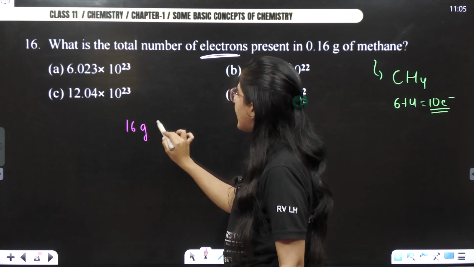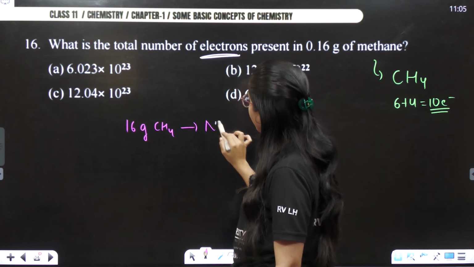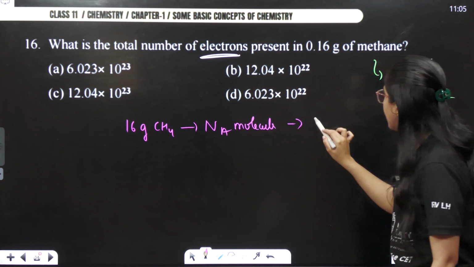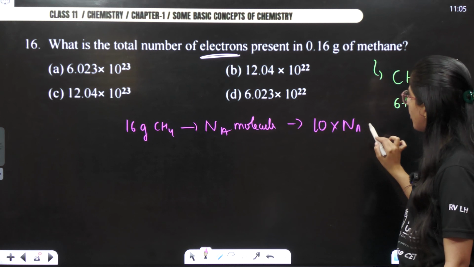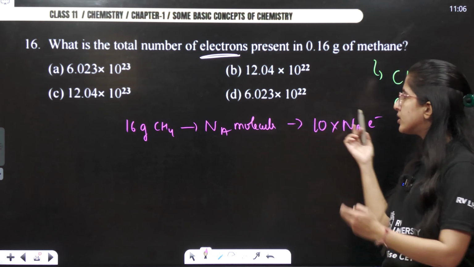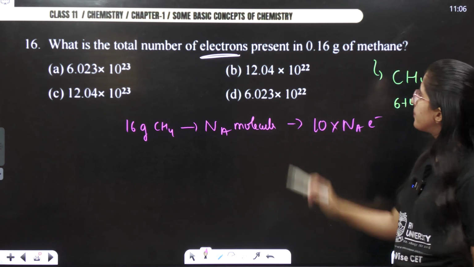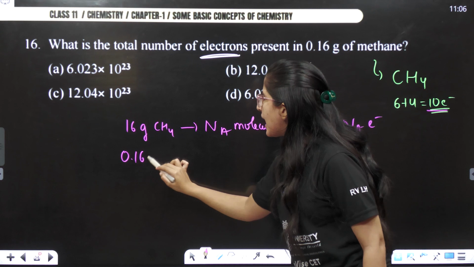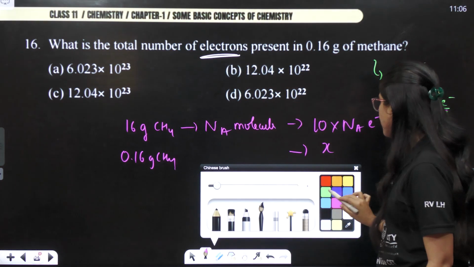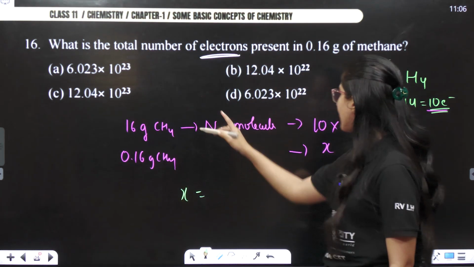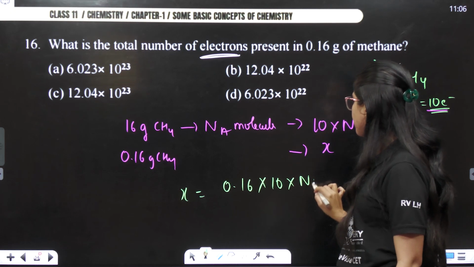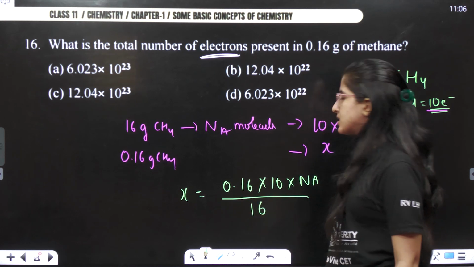That is, 16 grams of methane will contain Avogadro's number of molecules, and how many electrons will it have? 10 into Avogadro's number of electrons, as one molecule is having 10 electrons. Now 0.16 gram of methane will be having how many electrons, they have asked. So what will be the value of X here? X will be nothing but 0.16 into 10 into Avogadro's number divided by 16.